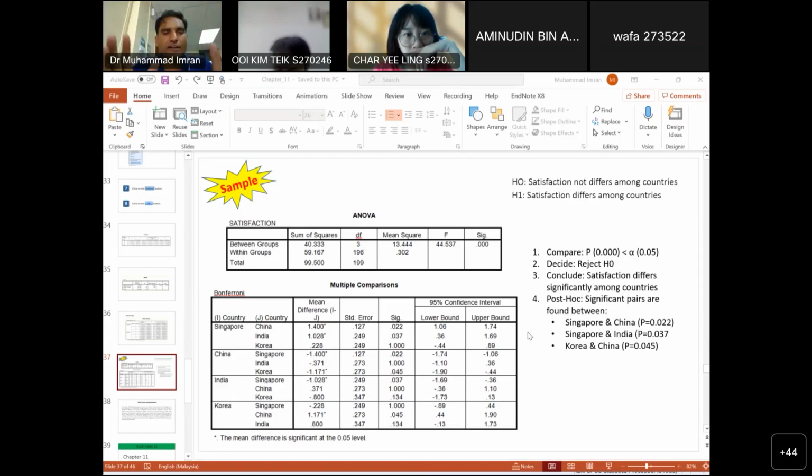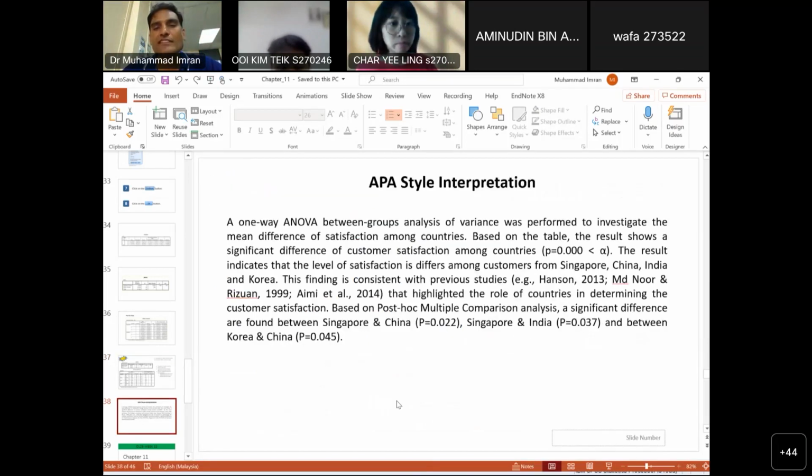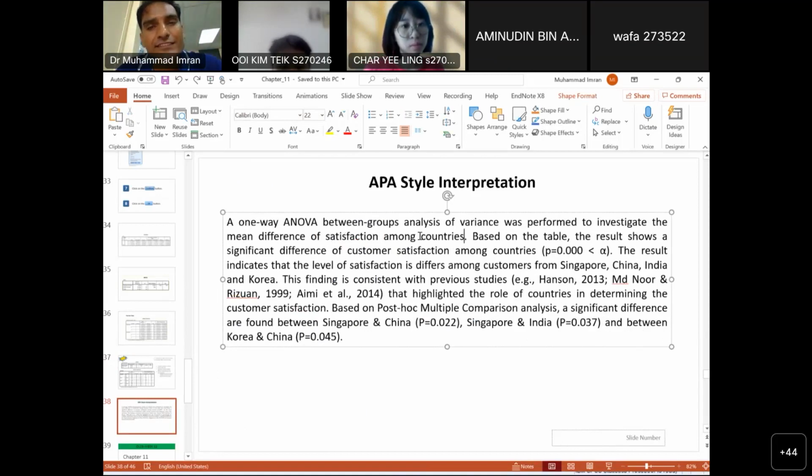See how to report this one. Further, how to report in a paragraph in APA style. One-way ANOVA between-groups analysis of variance was performed to investigate the mean difference of satisfaction among countries. Or maybe for the first one, one-way ANOVA between-groups analysis of variance was performed to investigate the mean difference of yield per acre among types of fertilizer. Based on the table, the result shows a significant difference of customer satisfaction. The result indicates that the level of satisfaction differs among the customers from Singapore, China, India, and Korea.